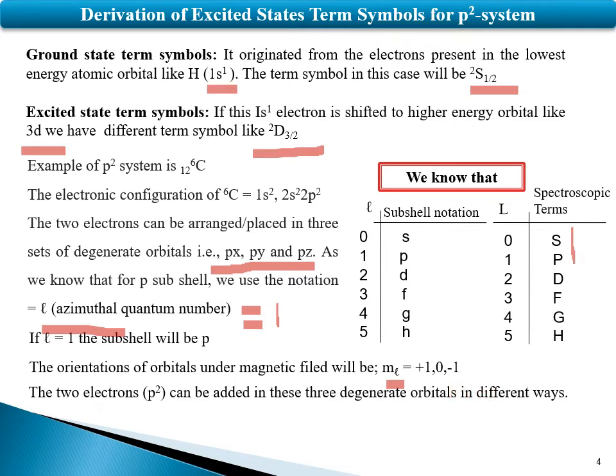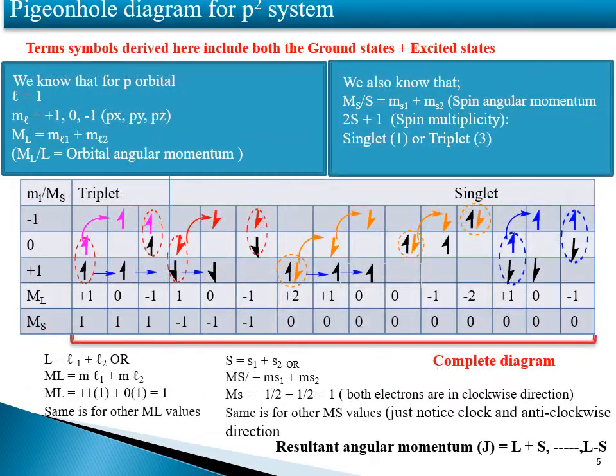Now how do we place these electrons? Actually, by using a pigeonhole diagram, you can place these electrons by first placing the 2 electrons in the higher ml value. But before placing these electrons, let's first talk about the l, the ml, the capital ML, the MS, and the spin multiplicity. We know that for p, l is equal to 1. So the ml value will be +1, 0, -1.